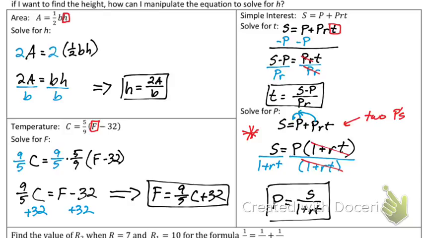Know how to factor it out. If you ever have 2 of the same variable, think, is factoring out an option here?